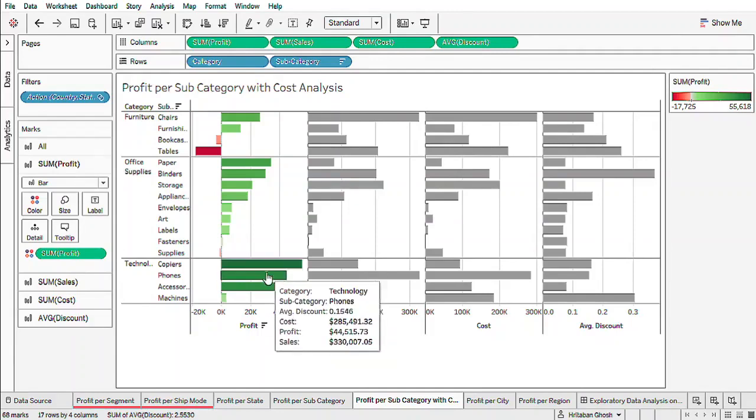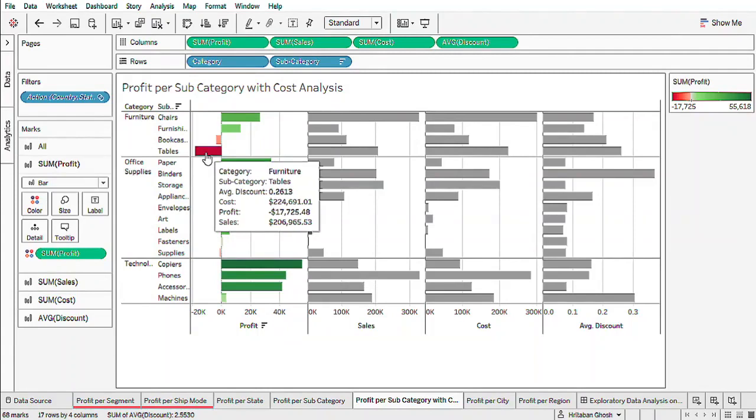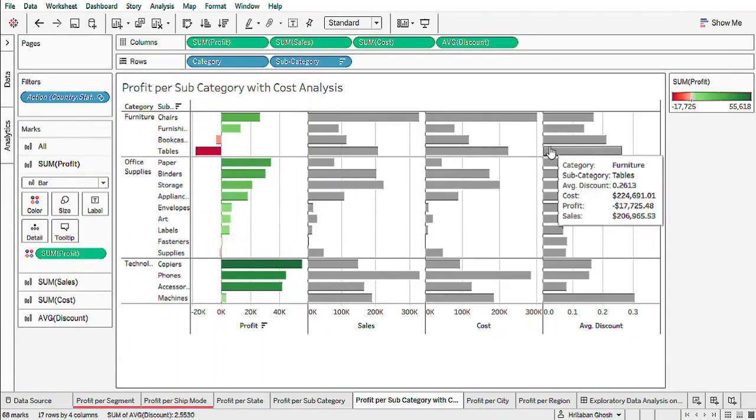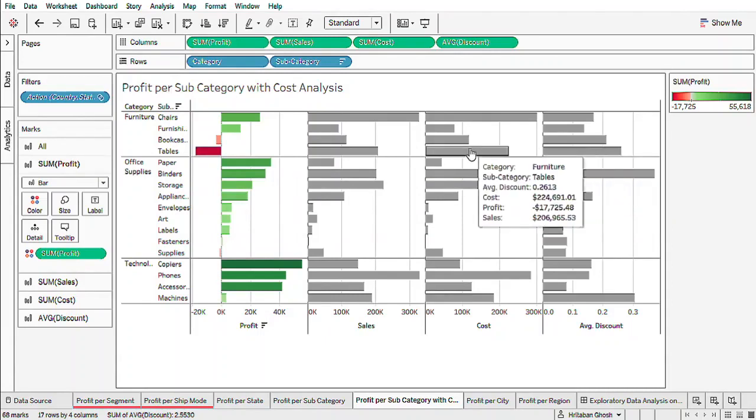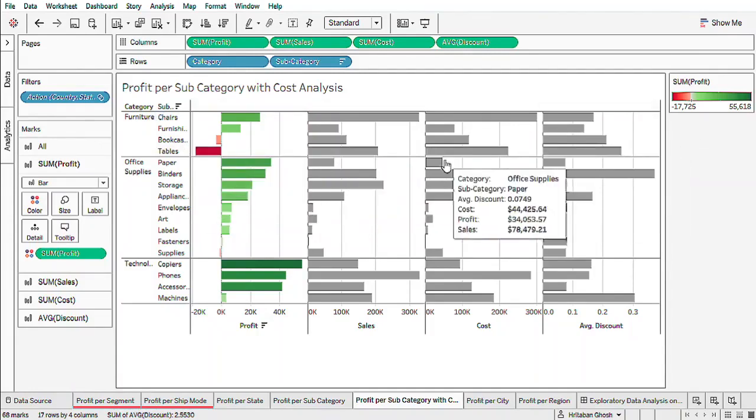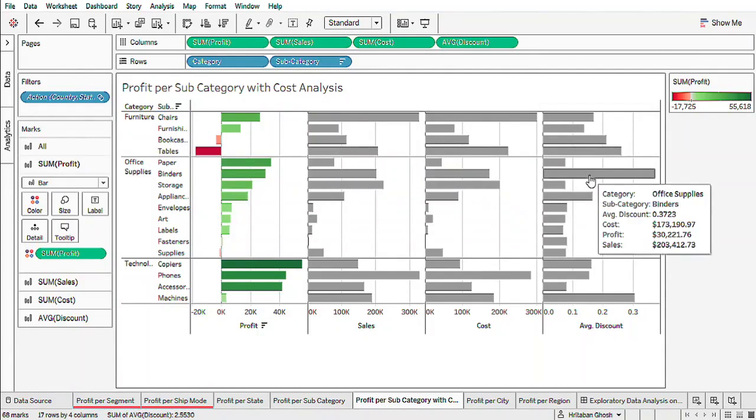We see that copiers, phones, and accessories generate the most profit, whereas tables generate the least profit and even incur a loss. Why is this? Here we can see that the average discount given on tables is nearly 26%. And thus, due to such a high value of discount, the tables subcategory incurs a loss. But you may argue that the binders subcategory also has a high value of discount, much higher than that of tables, but incurs a profit.